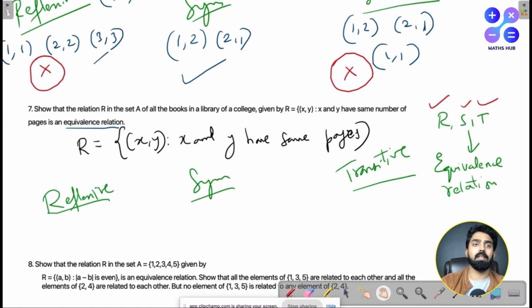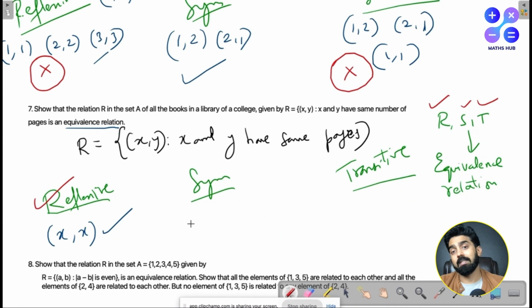So now if we try to see if it is reflexive, every element needs to be related with itself. That means a book X should have the same number of pages as itself. Obviously it will, right? You cannot have a book which is not the same as itself in the number of pages. So X, X holds true. So it is reflexive.